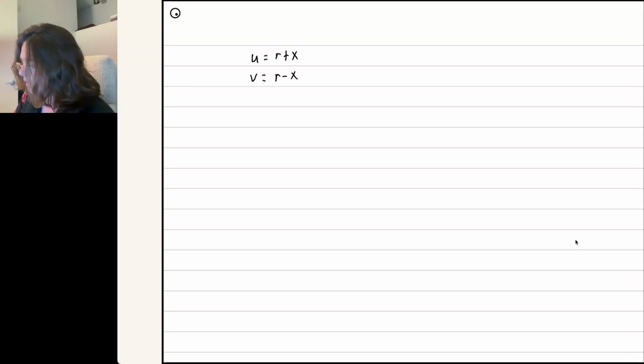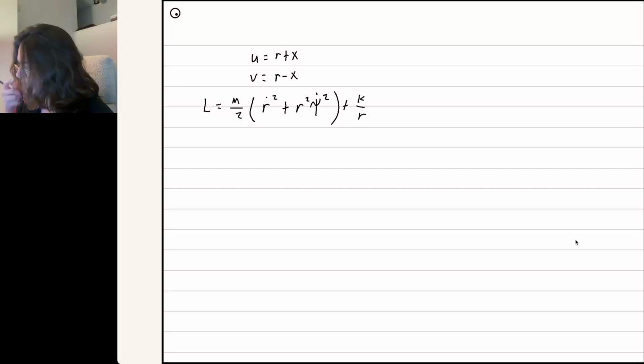So first, let's just write down the Lagrangian of the Kepler problem, which is given in Goldstein. I'm just going to use it here. m over 2 times r dot squared plus r squared psi dot squared, where psi is just the angle of its motion, plus k over r, where k is stuff like the object's mass and stuff.